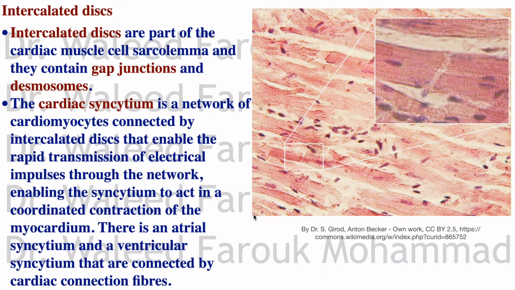Other connections between the cardiomyocytes are the intercalated disks, between the sarcolemma of the cardiomyocytes. These connections contain gap junctions and desmosomes. There are special types of cell connection, and together they form the cardiac syncytium.